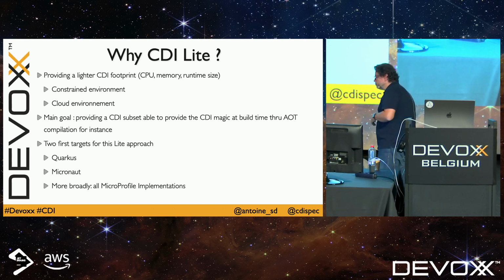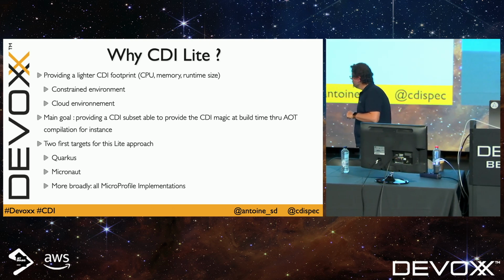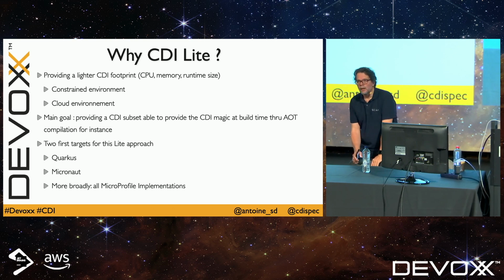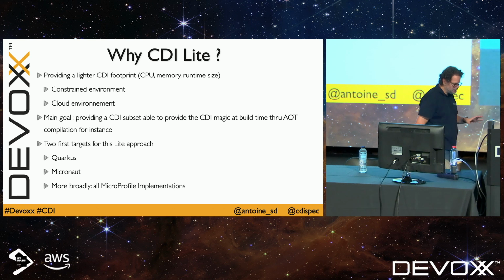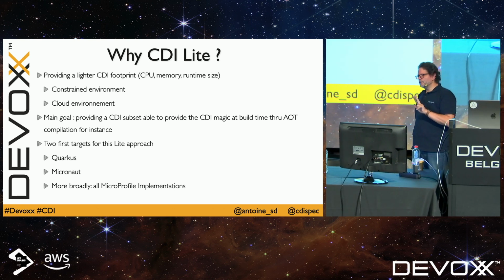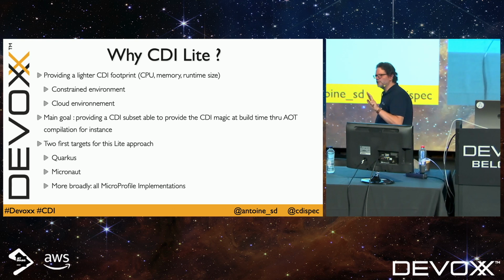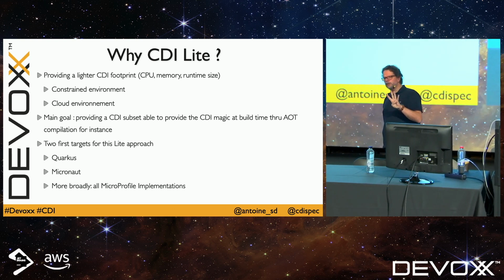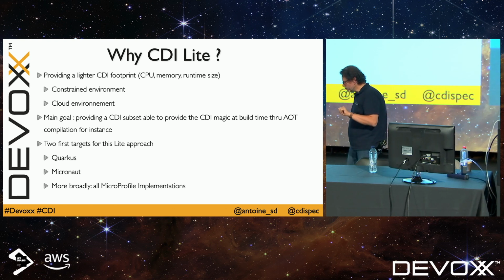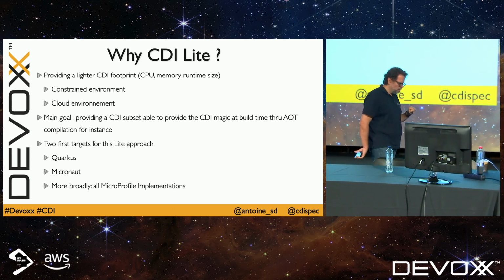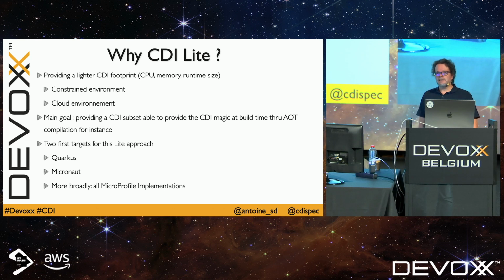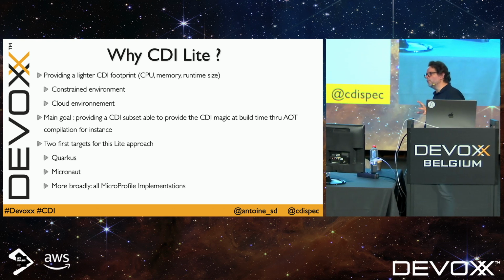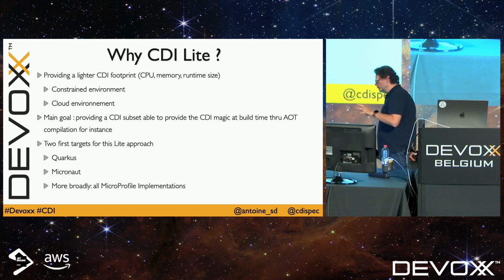Another target might be all the MicroProfile implementations. As you know, CDI is a cornerstone of the MicroProfile specification. It's one of the, I don't want to say something wrong, but I think it's 3 or 4 Jakarta EE specifications in MicroProfile: JAX-RS, JSON-P, JSON-B, and CDI, I think it's 4. And so it's a very important part of MicroProfile because it provides all the programming model for MicroProfile.